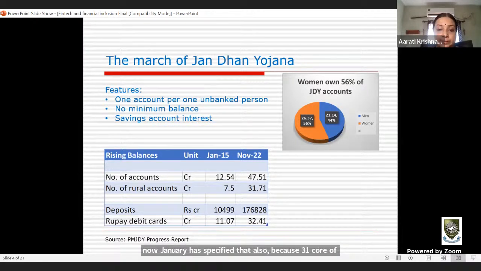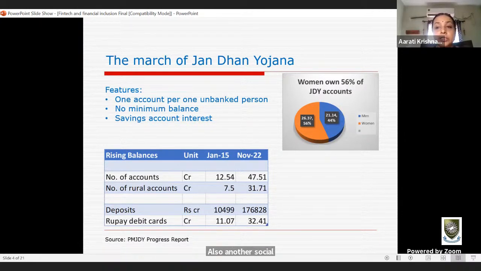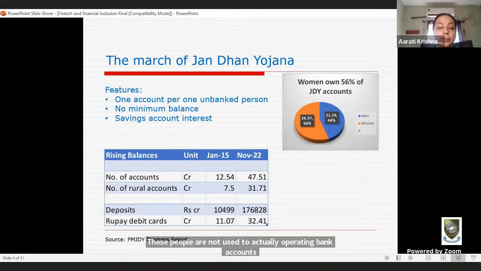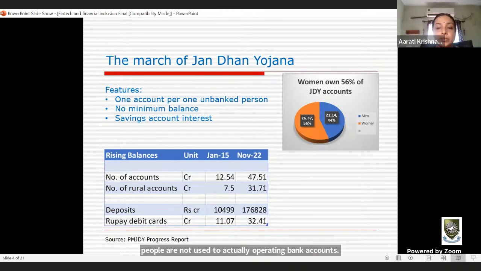Initially, when banks were asked to open these Jan Dhan Yojana accounts, they were all very, very unhappy. They were actually complaining that the government is forcing this on them. Already, they complain a lot about priority sector lending. So they said, this is also another social scheme where banks will have to open the accounts, but there'll be no activity. These people are not used to actually operating bank accounts. So simply opening the account, they will lie dormant and we will not be able to raise any deposits through these accounts.